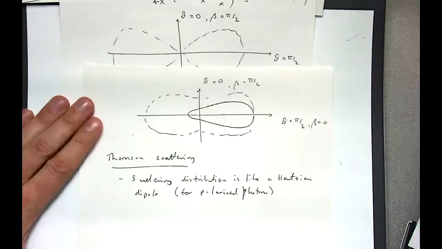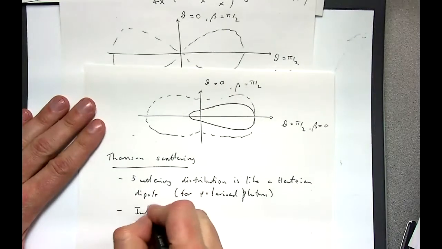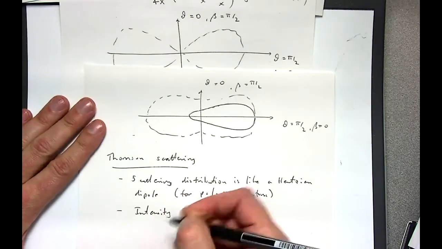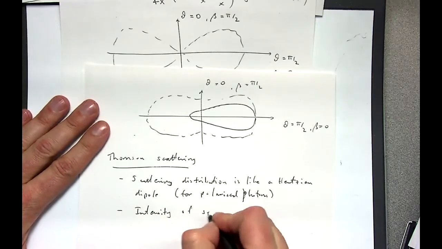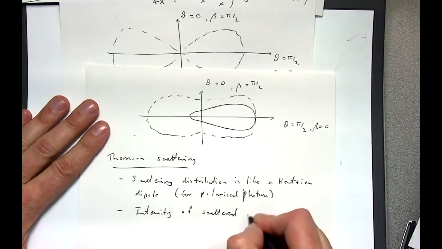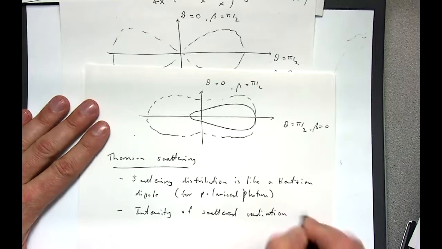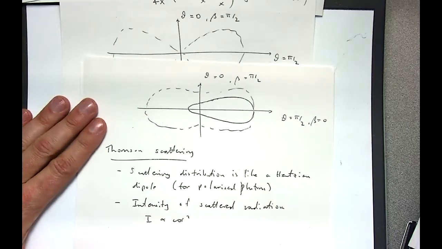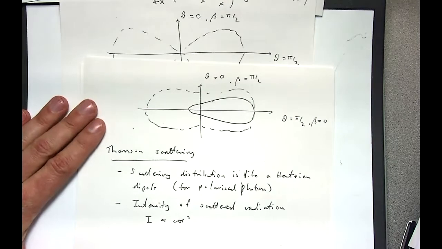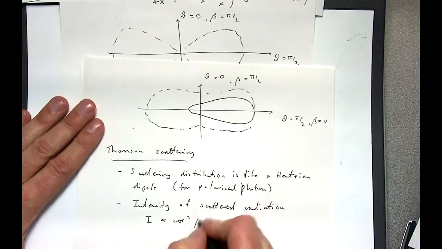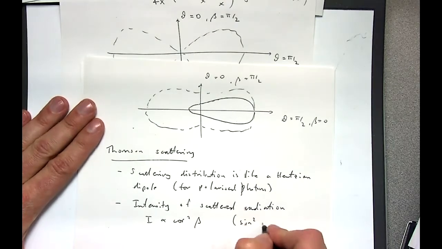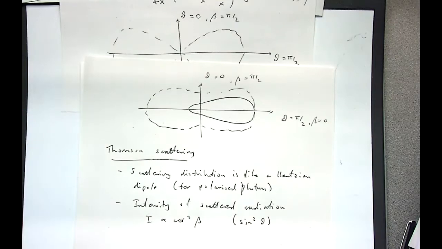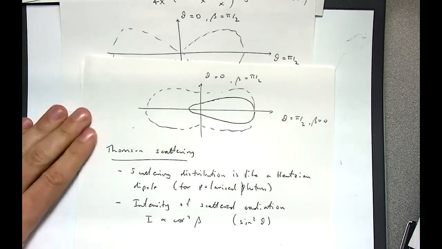The next thing, of course, with Thompson scattering is we say it is quasi isotropic, which means that the intensity of the scattered radiation, again for polarized photons, varies proportional to cos squared. Well, the way we've written it here is cos squared beta. In other words, like sine squared theta. And that's about as isotropic as you're going to get, isn't it?